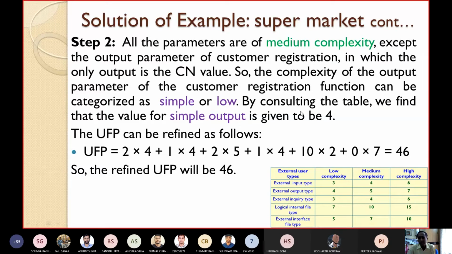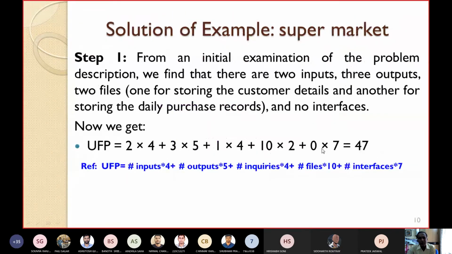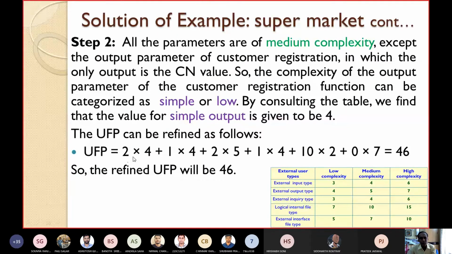Now we'll look at the table again. The value we computed earlier needs refinement, because there we considered all the outputs to be of medium complexity, but actually 2 are medium and 1 is low. So now we have to recompute and refine. The UFP can be refined as follows. For output, the low complexity value is 4 and the medium complexity value is 5. One output is low, so 1 into 4, plus 2 outputs are medium, 2 into 5. The others remain the same. When I evaluate this equation, the value comes to 46.